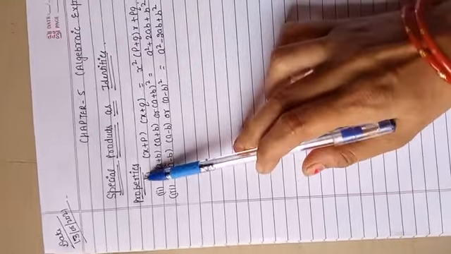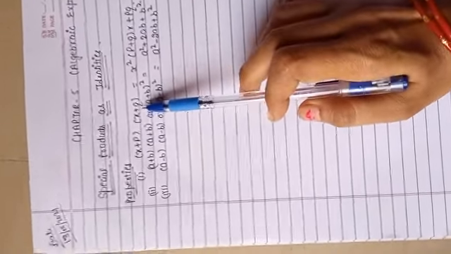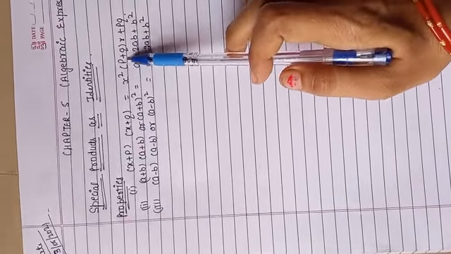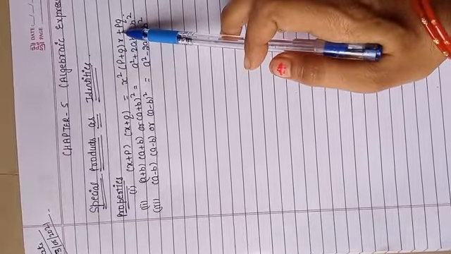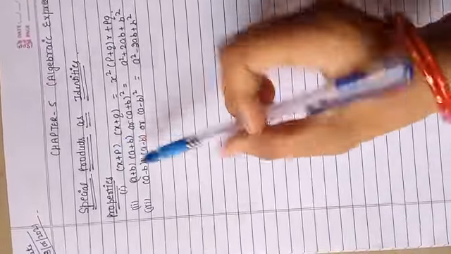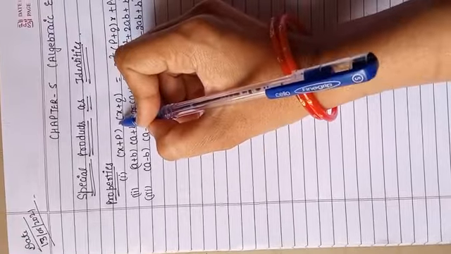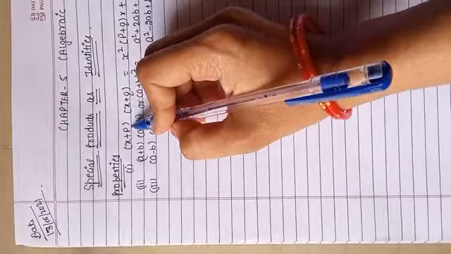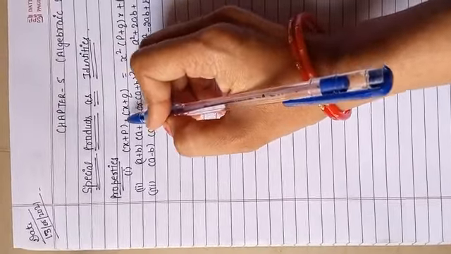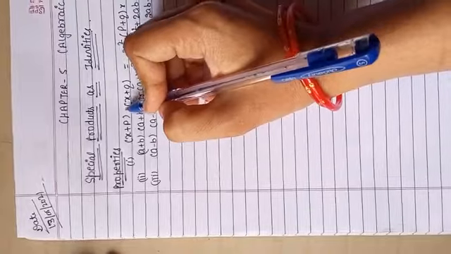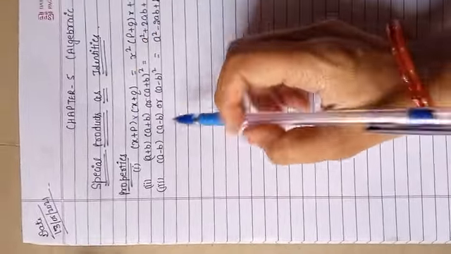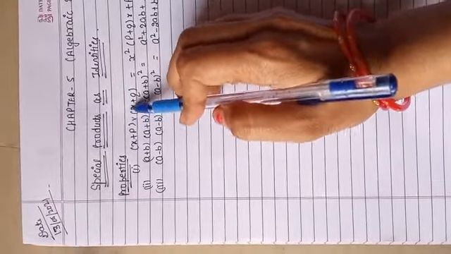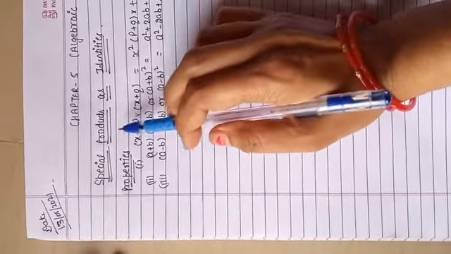So first property is (x plus p) multiply (x plus q), which is equal to x square plus (p plus q) x plus p into q. If you have no sign between two algebraic expressions, then you will put a multiplication sign because there is no sign between them. That means it is a product of two algebraic expressions.